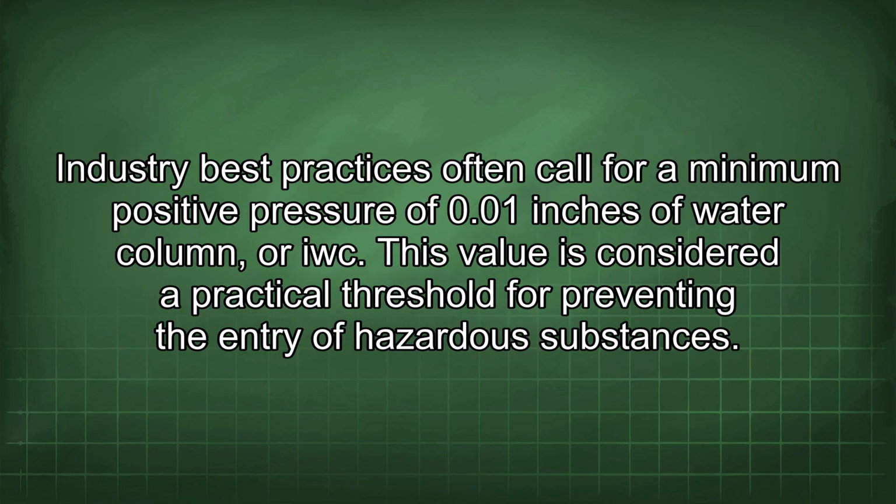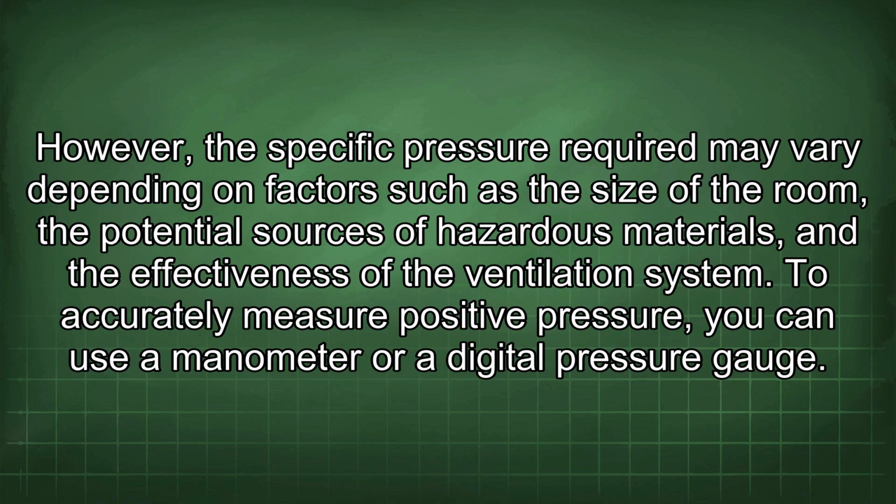Industry best practices often call for a minimum positive pressure of 0.1 inches of water column, or inWC. This value is considered a practical threshold for preventing the entry of hazardous substances. However, the specific pressure required may vary depending on factors such as the size of the room, the potential sources of hazardous materials, and the effectiveness of the ventilation system.